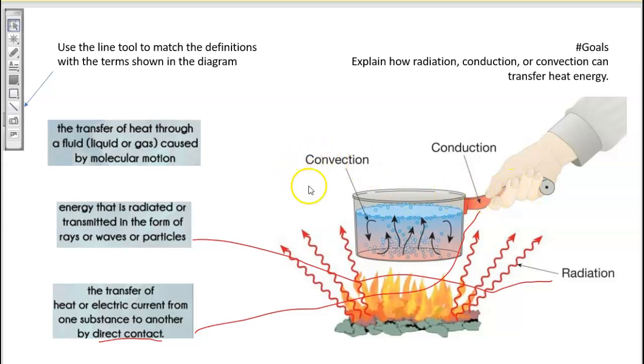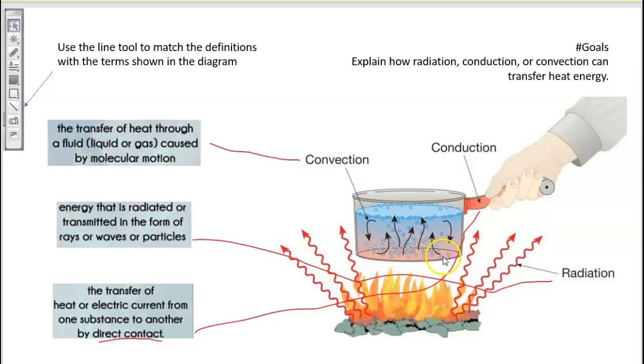The third is convection. We already saw convection in Unit 2 when we looked at plate tectonics and the movement of the mantle, or the material in the mantle layer. And it's the transfer of heat through a fluid, which could be a liquid or a gas, caused by molecular motion. So here in this pot of water, the molecules that are closest to the fire are the hottest.